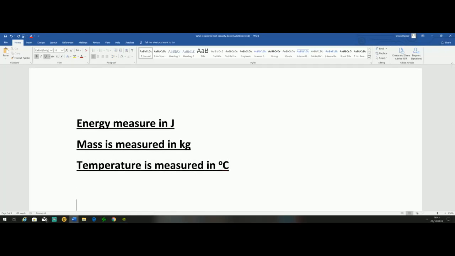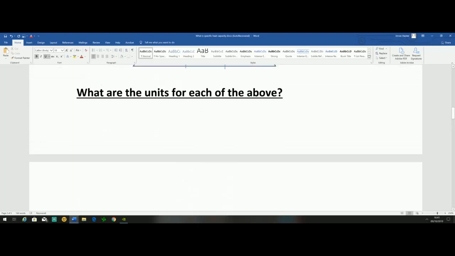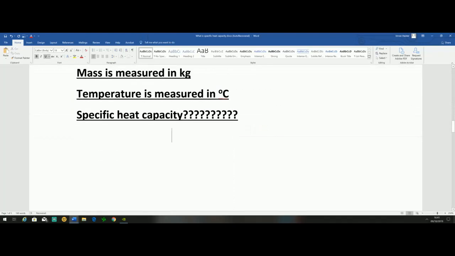Now, what is specific heat capacity measured in? One of the skills that I hope you guys are learning as we go along is you can work out the units for anything. So for example, I want to know what the units for specific heat capacity are, so I'm going to cover the C. My equation is E divided by M times delta T, or delta theta.